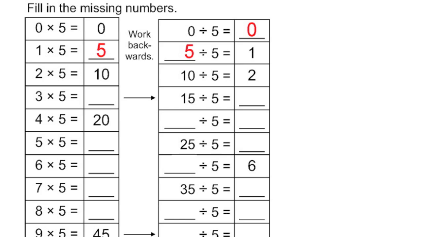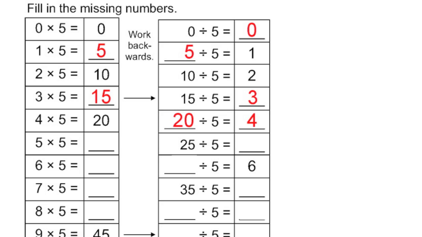2 times 5 is 10. 10 divided by 5 is 2. And again, it's just working backwards, the same process over and over and over. So we're going to do a couple at a time here. 3 times 5 is 15, so 15 divided by 5 is 3. 4 times 5 is 20, so 20 divided by 5 is 4.